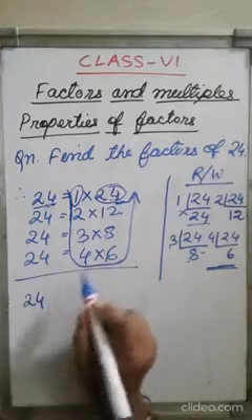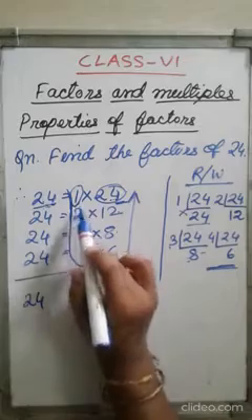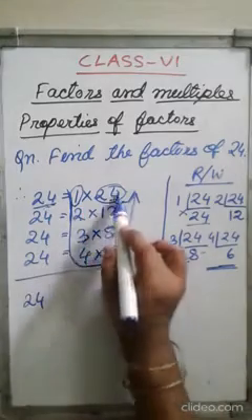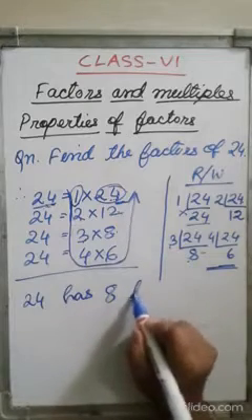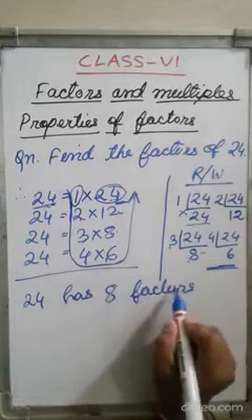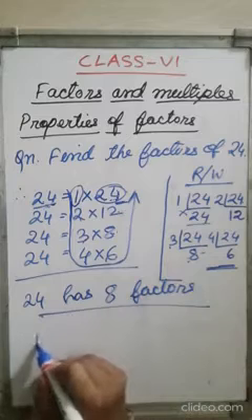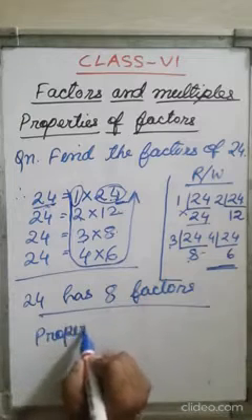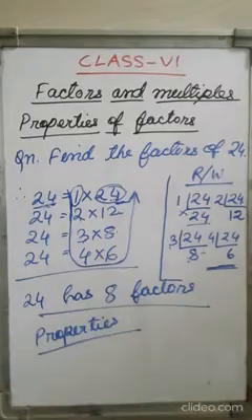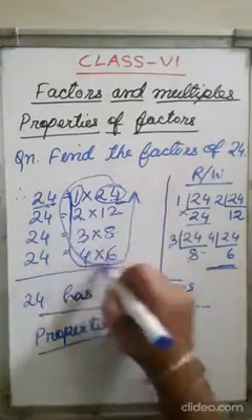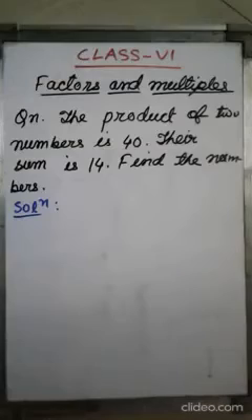For 24, how many factors we have? 1, 2, 3, 4, 5, 6, 7 and 8. So 24 has 8 factors. So you go through the properties and check your answer with this, comparing this.